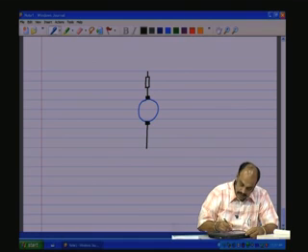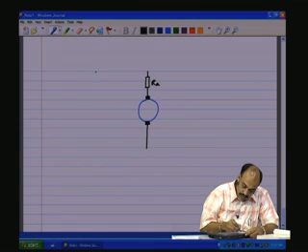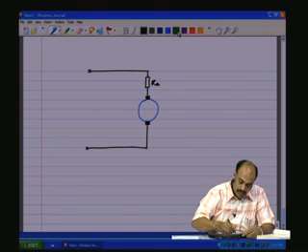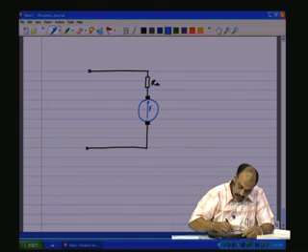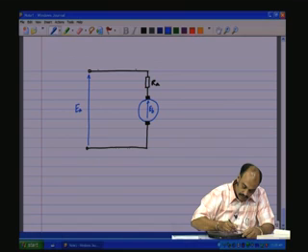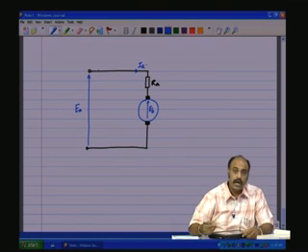This is the brush and this is the DC motor. This is Ra and this is brought out to the terminals here. And there is a back EMF Eb across the brushes. There is also an applied voltage Ea across the armature, and there is a current Ia through the armature windings.